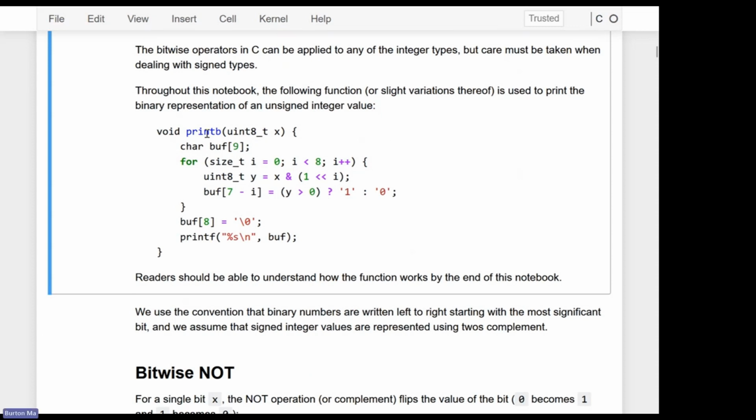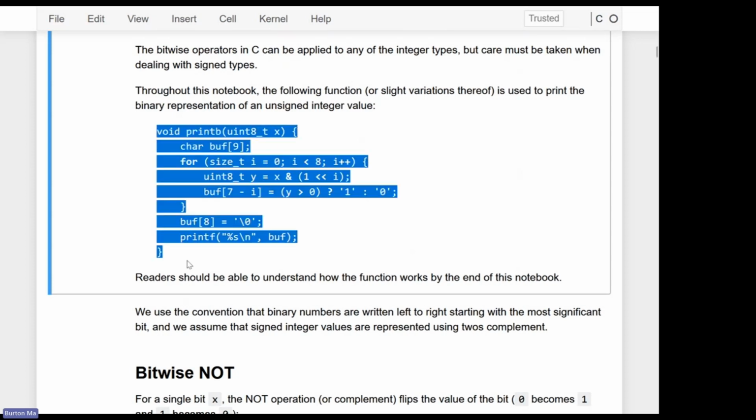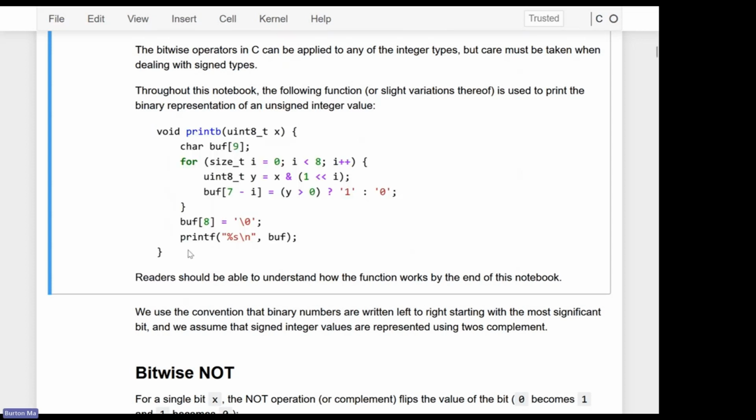Okay, so in order to illustrate these techniques, it's useful if I can actually print out the binary representation of a number. C doesn't give you a built-in way to do that. So in the notebooks, this function is going to show up, right? There's printB, so print binary. The type is always going to be uint something, right? So uint8 is unsigned int 8 bits.